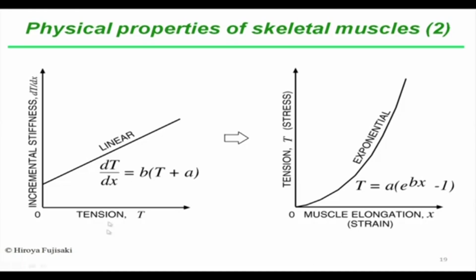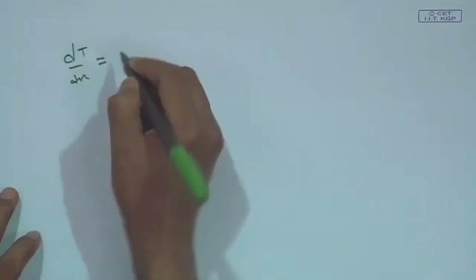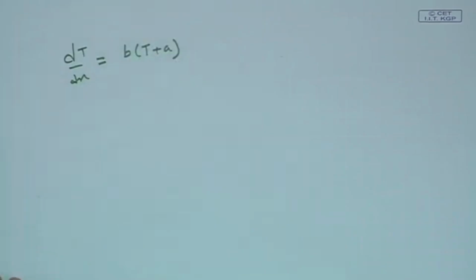If you see this first graph, the x axis is tension, the y axis is incremental tension dT/dx. So, dT/dx is equal to b into T plus a. T is the tension, b and a are constants. Okay, incremental tension dT/dx, that is the relationship. Okay, a and b are constants.